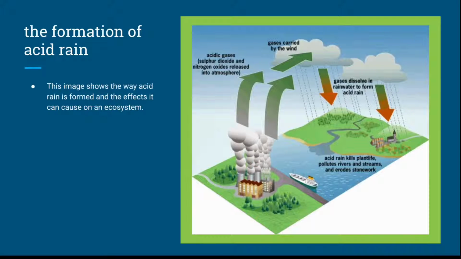Depicted in this image is the formation of acid rain, and it also shows some of the effects it can have on an ecosystem. First, acidic gases are released into the atmosphere, and the gases are then carried by the winds. Eventually, the gases dissolve into rainwater to form acid rain. Lastly, the acidic precipitation will fall to the earth, harming the plants and animals.